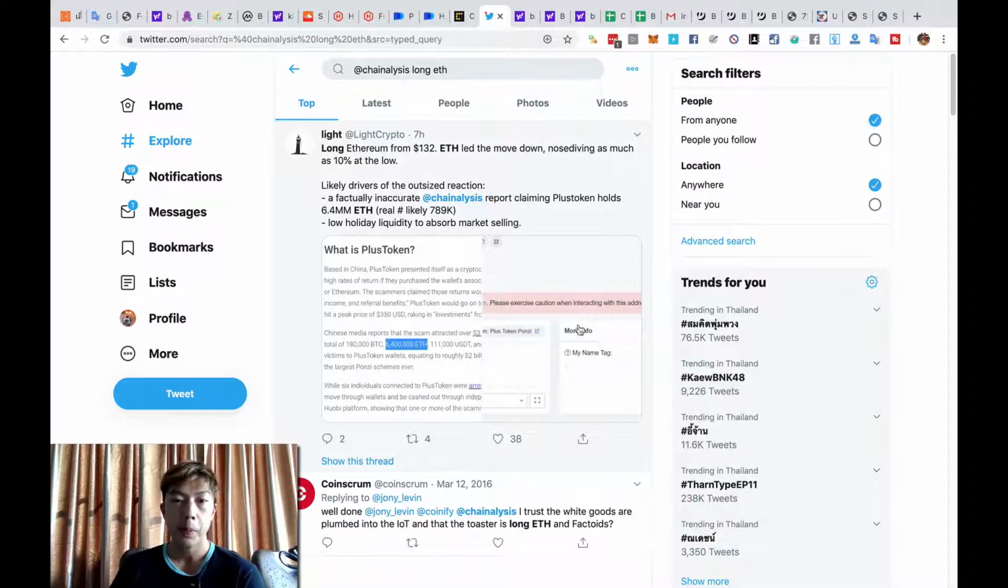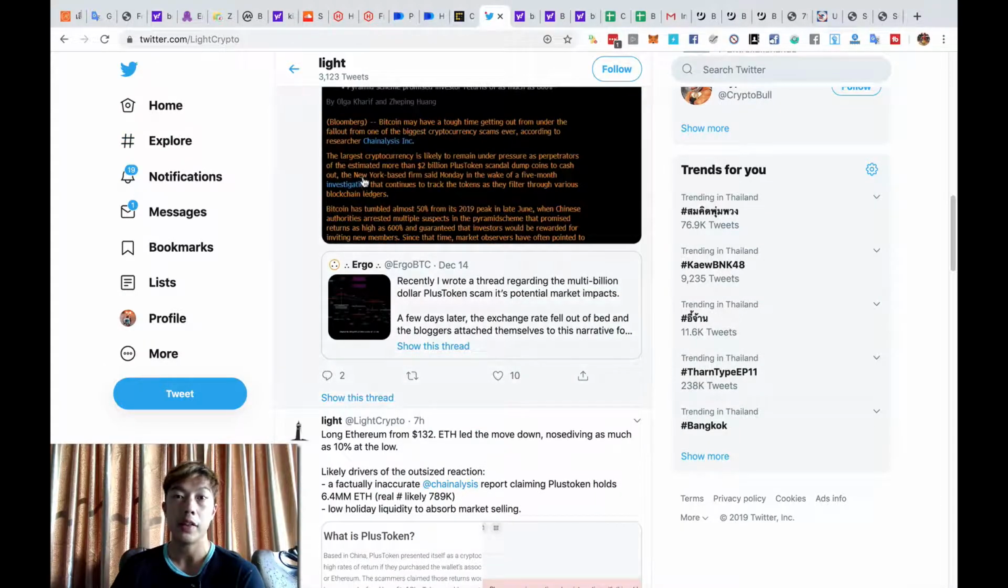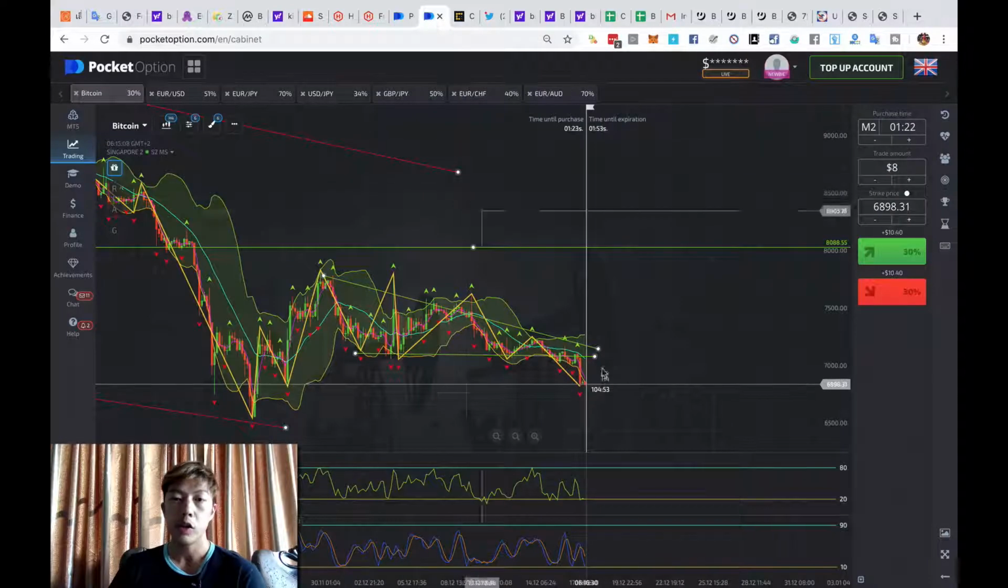So this actually provides a possibility, and if you look into this, there's low liquidity to absorb the market selling, and this is very true. Okay, so likely drivers of an outsized reaction. And so actually they're looking into a long side of it, and this is not just for Ethereum, but the same goes for Bitcoin as well. So now let's come back into the charts and have a look at it.